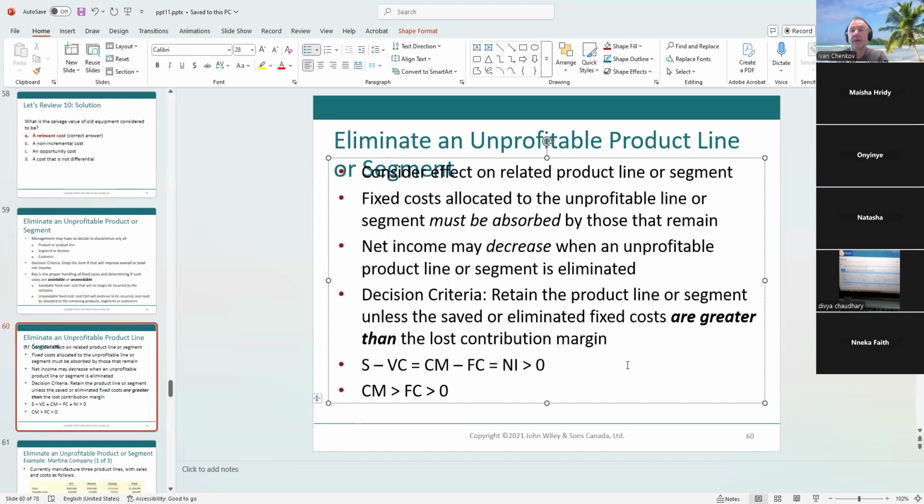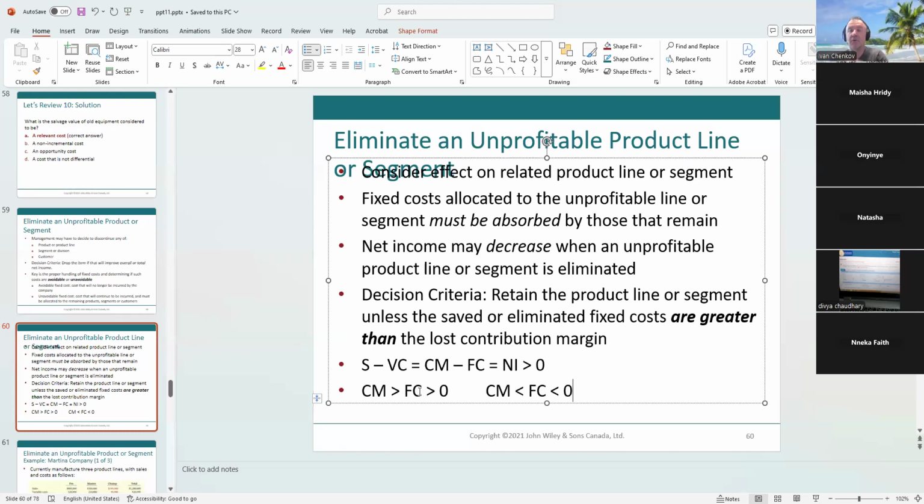When the net income is negative, when the contribution margin is less than the fixed cost. Make sense? Then net income is less than zero. So again, we're going to keep the line, product line, if contribution margin is more than the fixed cost.